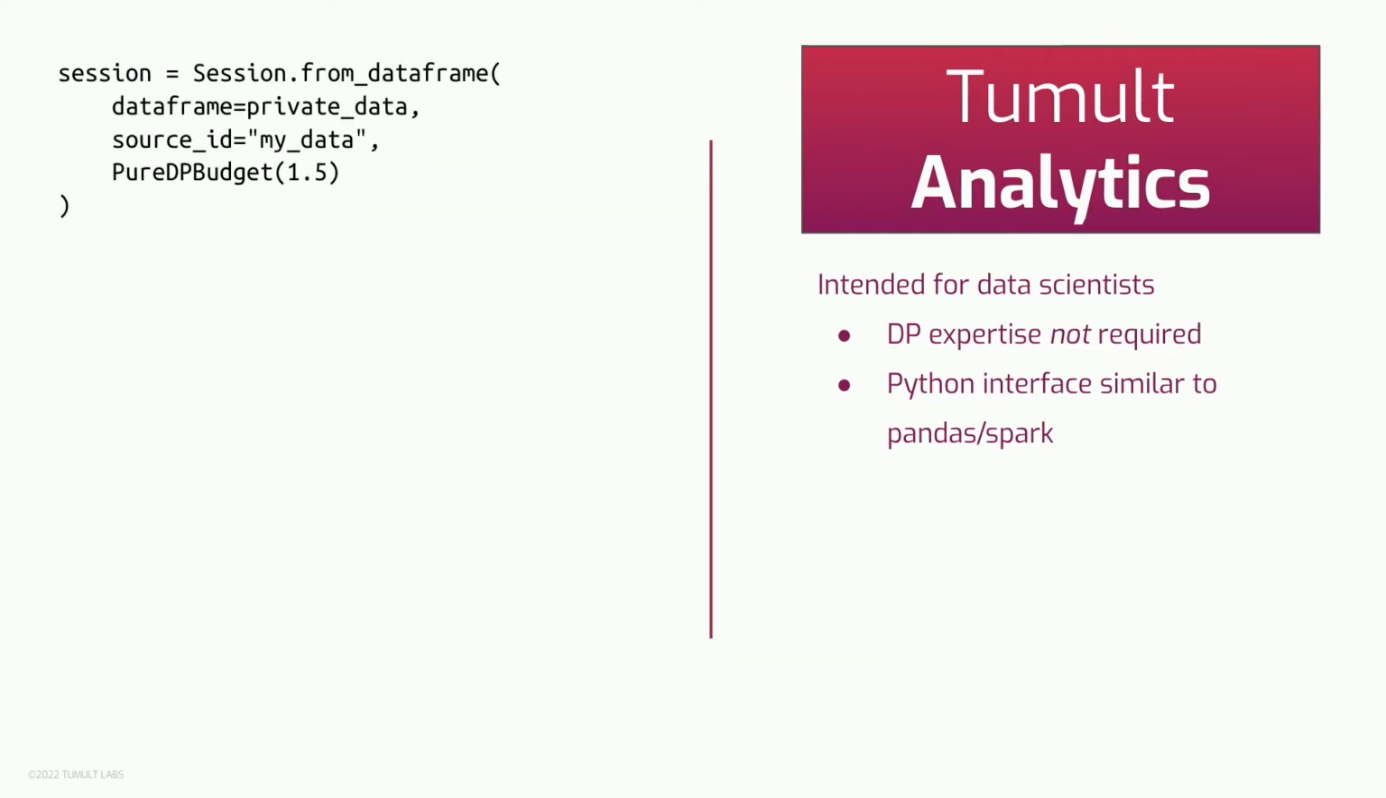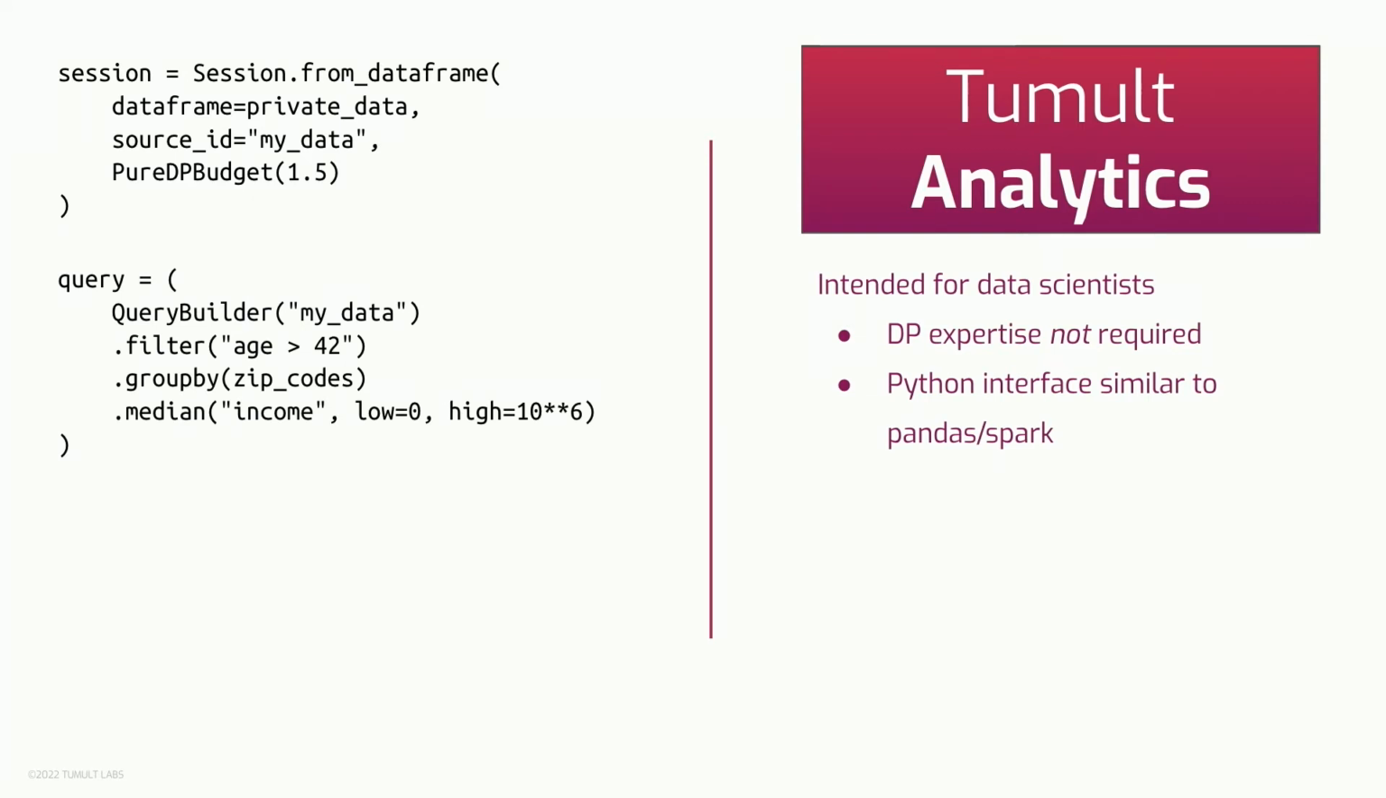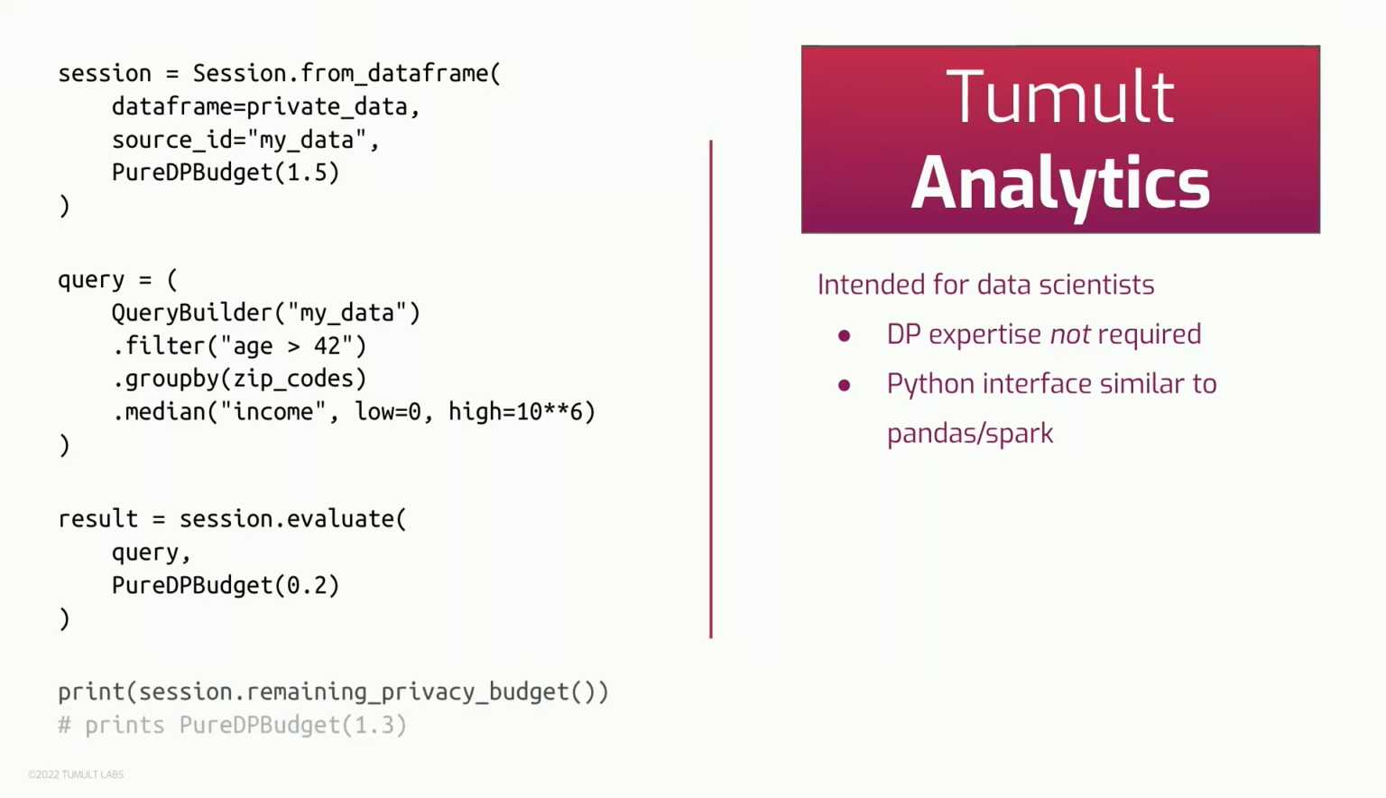To use it, the data scientist first creates a session where all interactions with the data are guaranteed to be differentially private and not to exceed the privacy budget specified by the user. The user can then write a query on this private source. This particular query filters the records to keep only individuals older than 42, groups the data by zip codes, and computes a median for each zip code. The query is evaluated by a DP computation engine using the user-specified privacy budget. Then the cumulative privacy loss is tracked by this session, and the analyst can query it at any time to find out how much budget is remaining in the session.